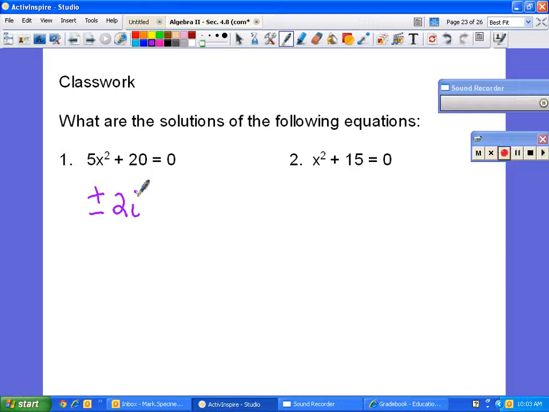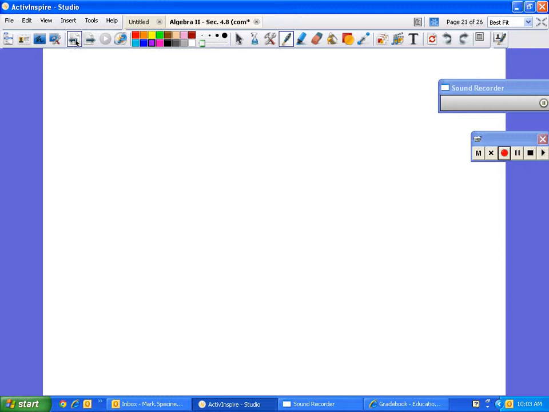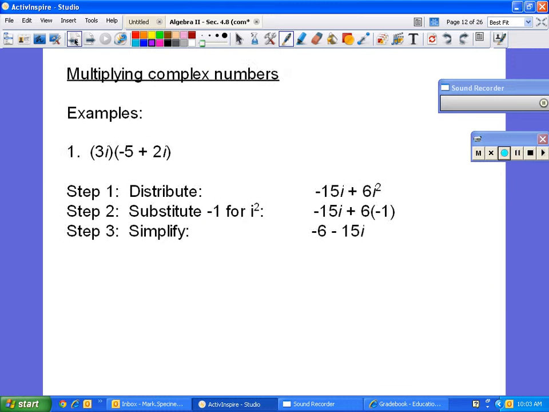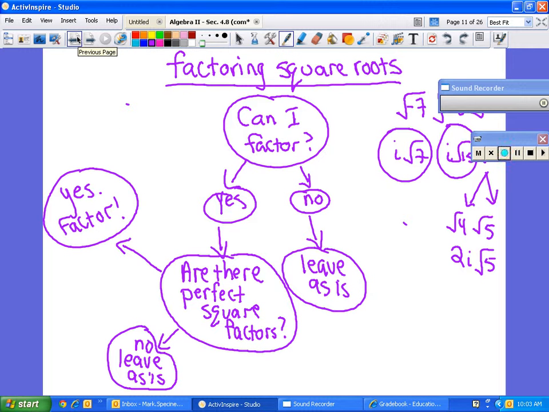We can all agree that the first step is to subtract 15 from both sides, and that the next step is to take the square root of both sides. What I want to do is go back to that chart. Remember the number in the question is 15. Ask yourself a question: can you factor 15? Yes, 15 is not a prime number. So the answer to the first question is yes, I can factor 15.